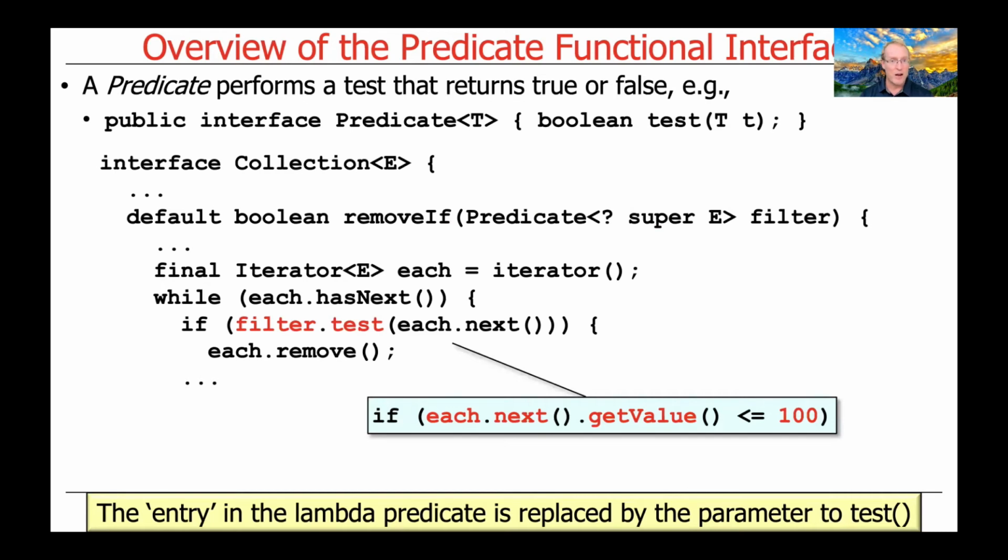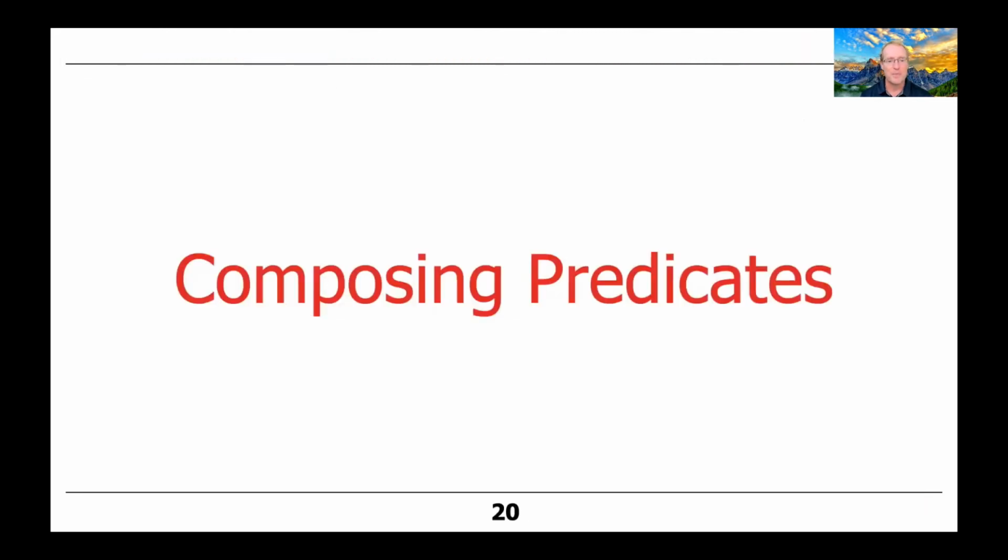The implementation will create an iterator to iterate through each element in the collection. And then while the iterator hasn't finished, we check each element in the iterator one at a time by calling filter.test. And if the test passes, if it returns true, we'll go ahead and remove the item from the collection. So that's how we use the test method. So it's almost as if this had been inline to say, if each.next.getValue less than or equal to 100.